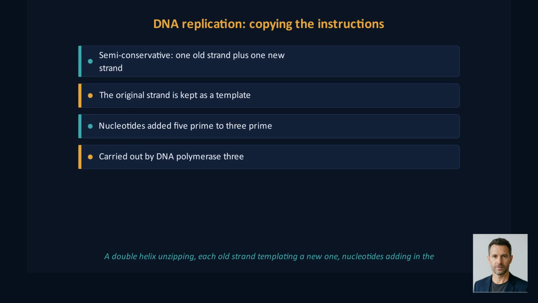The building itself is directional. Nucleotides are added in one direction only, from the 5' end toward the 3' end, and the enzyme that carries this out is DNA polymerase III. So replication is faithful by design: keep half of the old, build half that is new, and you guarantee each daughter cell inherits an accurate copy of the instructions.